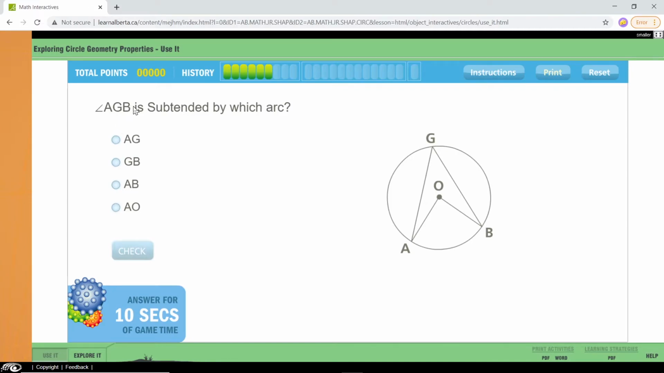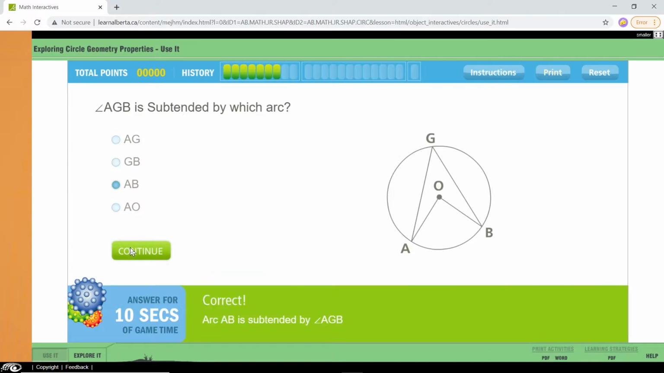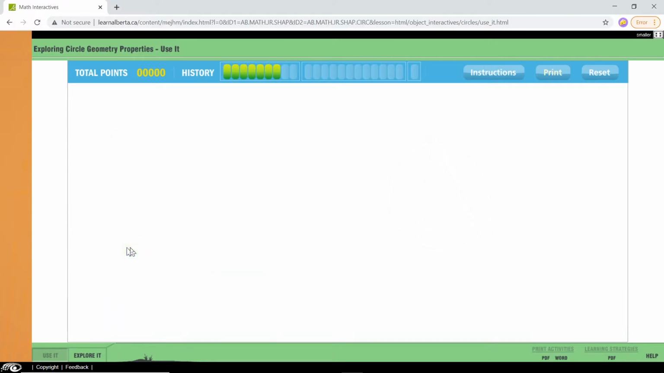Angle AGB is subtended by which arc? Okay, let's look at this figure, angle AGB. So angle AGB is subtended by arc AB. So the answer is AB. Right, now let's continue.